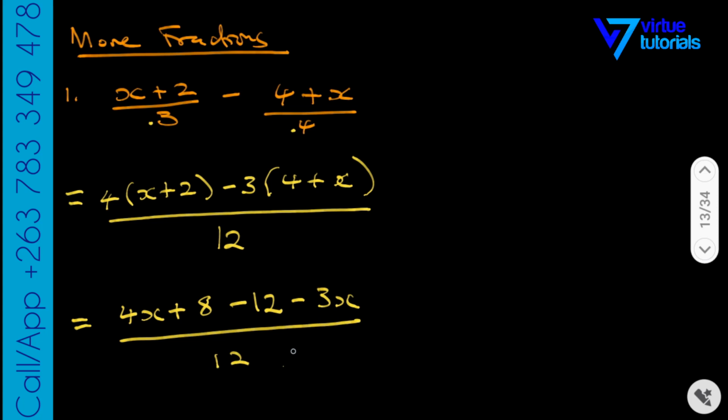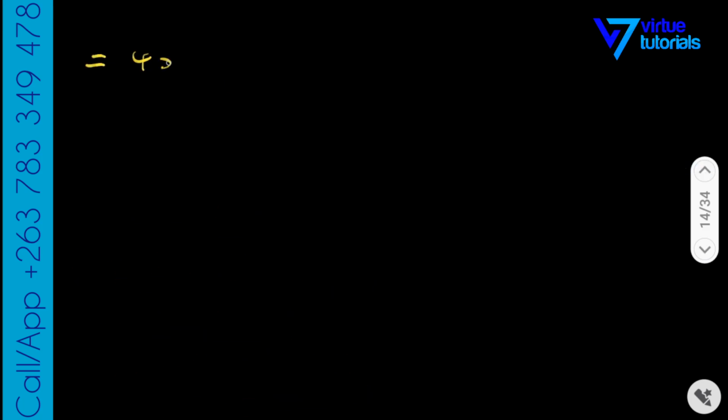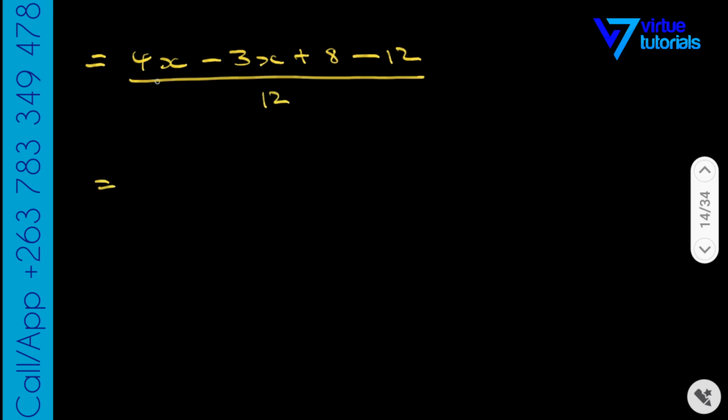So now we see that we've got some like terms, but they are not necessarily next to each other. So we need to move the minus 3x to the 4x and then keep this 8 and 12. So if we rearrange, we will have 4x minus 3x plus 8 minus 12 all over 12. 4x minus 3x will give you x, and then 8 minus 12 will give you a minus 4, and this is all over 12. So x and 4 are not like terms. We can't simplify any further, so we stop there.